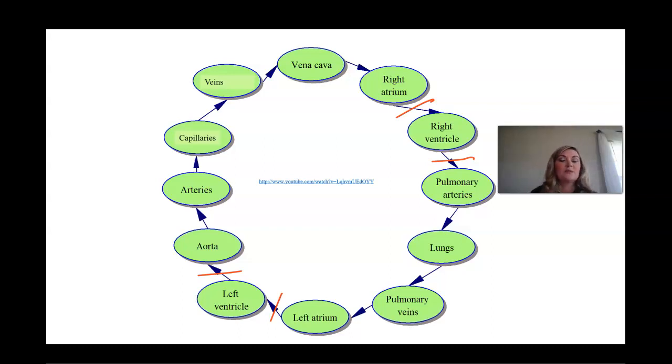Capillaries are going to allow that oxygen to diffuse across into the tissues. It's here where it's going to pick up the carbon dioxide, and it's going to take that into small veins called venules, and then into the larger veins, which then make their way back to the vena cava.